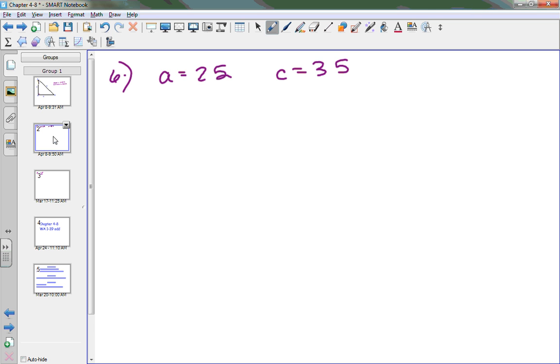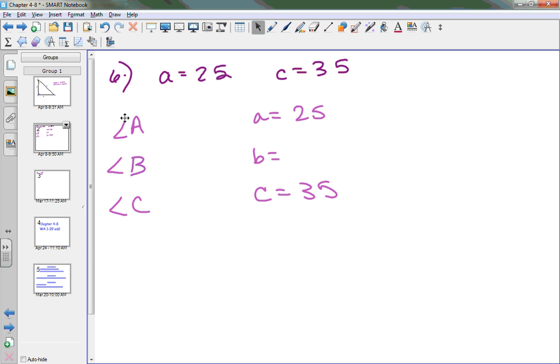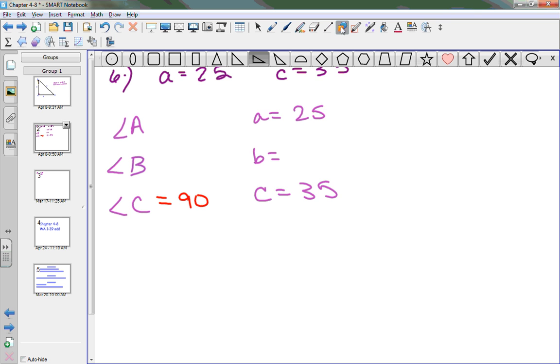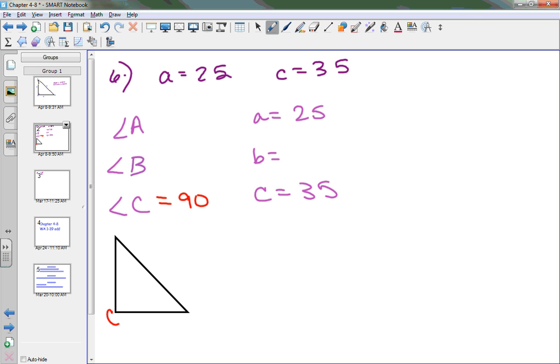So, I give you a and c, 2 side lengths. What you need to do is find angle A, angle B, angle C, side a, side b, side c. Side a is 25, side c is 35. What is angle C? It's 90 degrees. So if I have my little triangle here, here's C, here's A, here's B. A is 25, B we don't know, C is 35. Do we all see our triangle there?